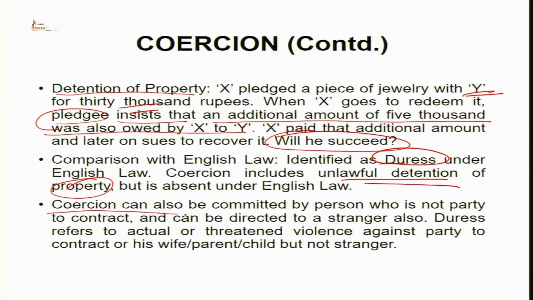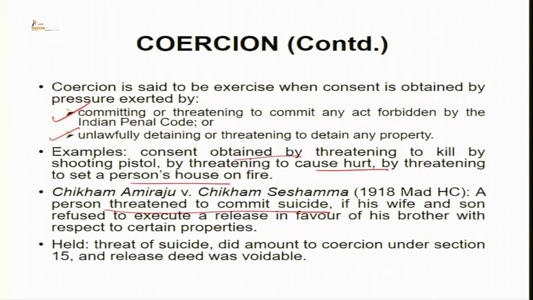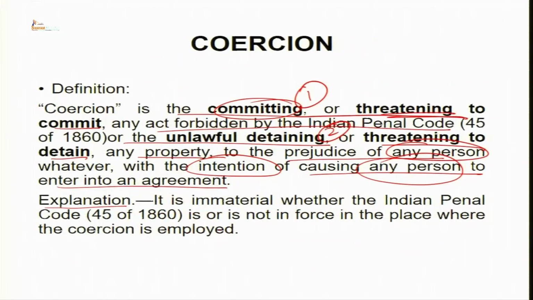Now coercion can also be committed by a person who is not a party to the contract. Remember, let us go back to the previous screen. We highlighted this, any person here. So who can commit coercion, and against whom can coercion be committed? That is why this any person comes into the picture. That means coercion can be committed by any person and against any person, who need not necessarily be a party to the contract. That is why any person.